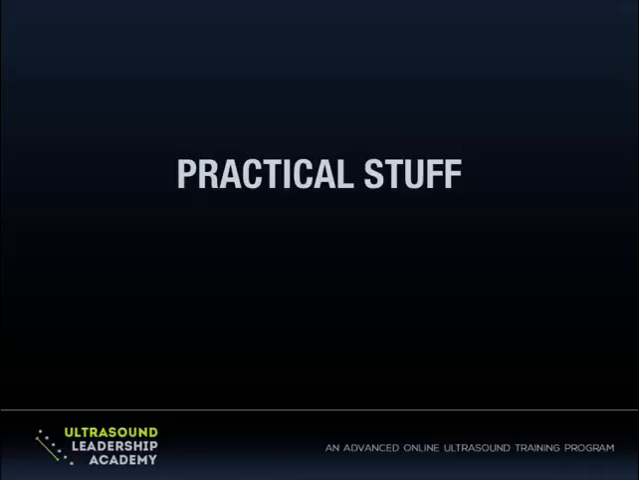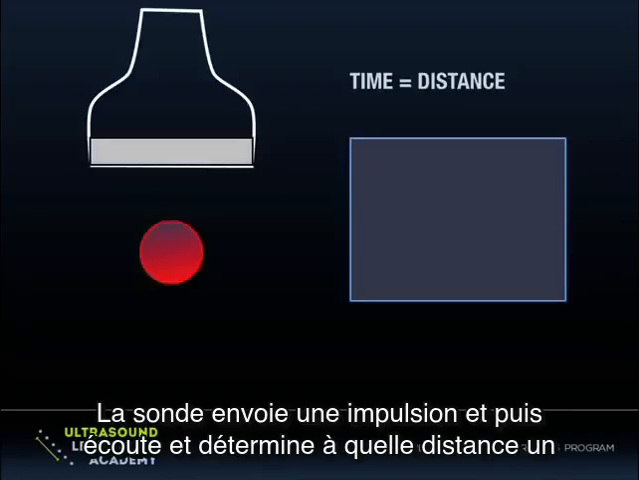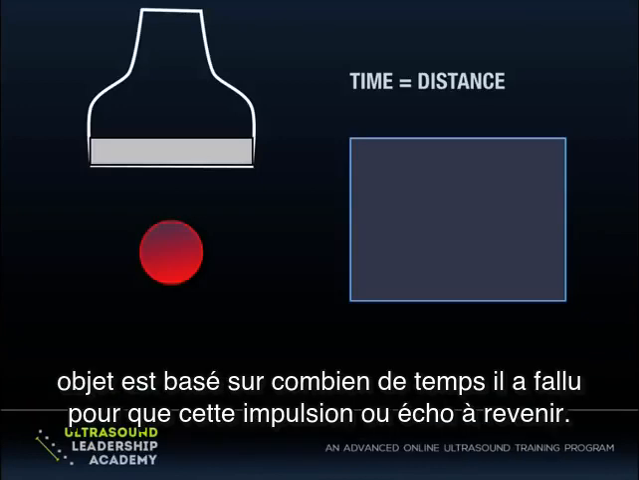All right, let's get into some more practical stuff with physics. The machine, because it sends out a pulse and then listens, determines how far away an object is based on how long it took for that pulse or echo to come back.